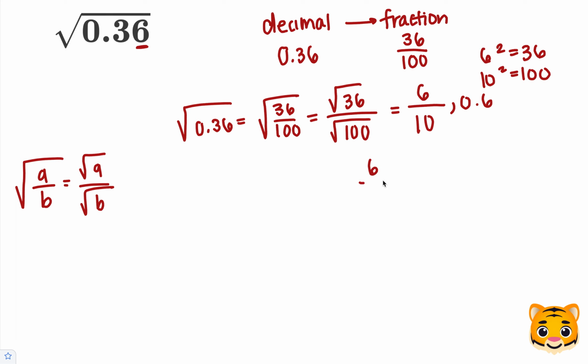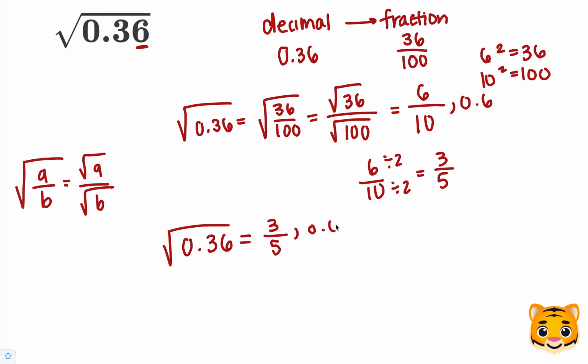We can reduce 6/10 by dividing both our numerator and our denominator by 2. 6 divided by 2 is 3, while 10 divided by 2 is 5. So our answer, the square root of 0.36 is equal to 3/5 or 0.6.